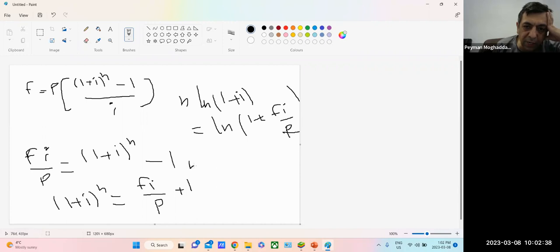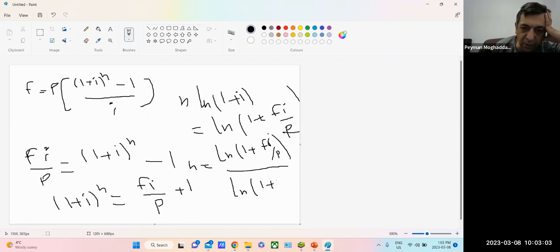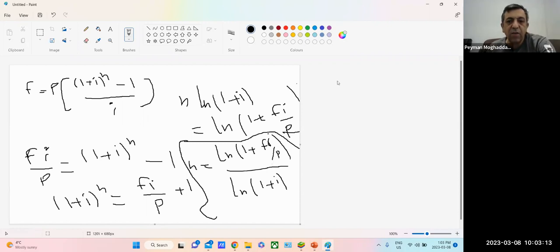Then n is going to be the natural logarithm of 1 plus (i times FV) divided by PMT, divided by the natural logarithm of (1 + i). Okay, so that's how we isolate for n.